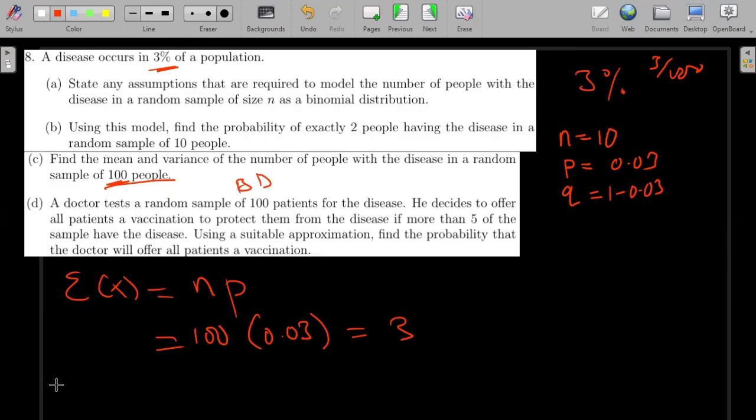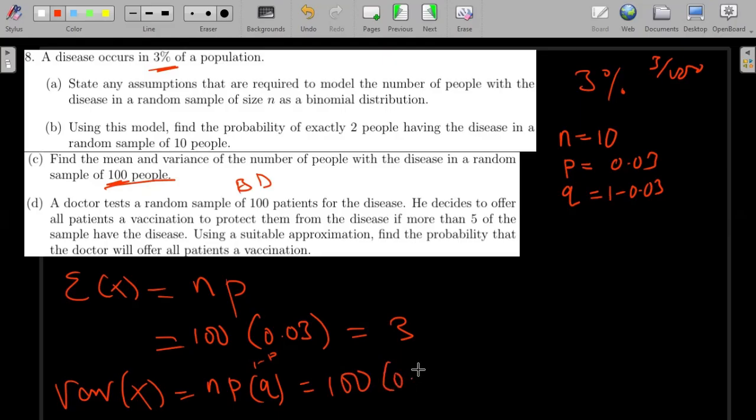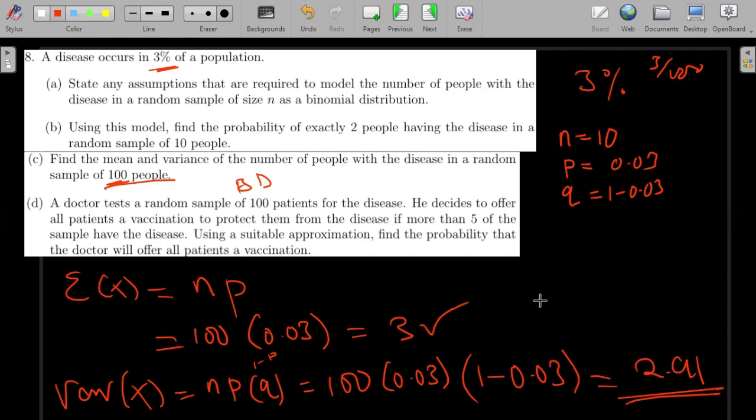Okay, and then the variance under the binomial distribution is just n, p, and then multiplied by q, or we say multiplied by 1 minus p. So this q is the same as 1 minus p. So here I have 100 multiplied by 0.03 multiplied by 1 minus 0.03. So just punch this onto your calculator. My calculator is giving me the variance of 2.91. So this is the mean, this is the variance.